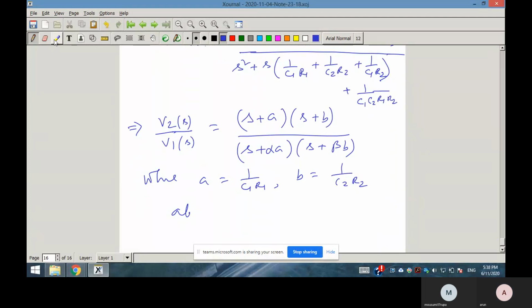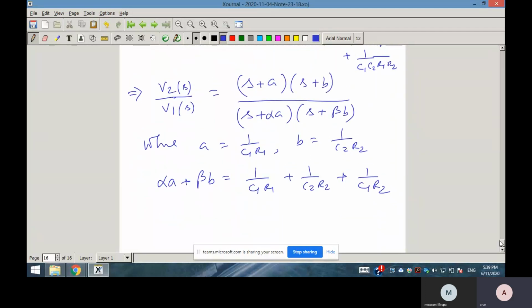Alpha A plus beta B should be 1 by C1 R1 plus 1 by C2 R2 plus 1 by C1 R2. Okay. So now if you see 1 by C1 R1 plus 1 by C2 R2 is what? Alpha A plus beta B. This is equal to A plus B plus 1 by C1 R2. So only your 1 by C1 R2 has to be like this.